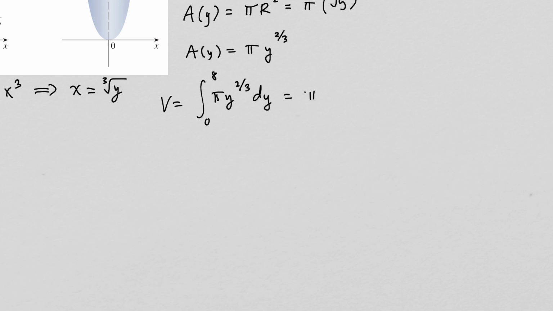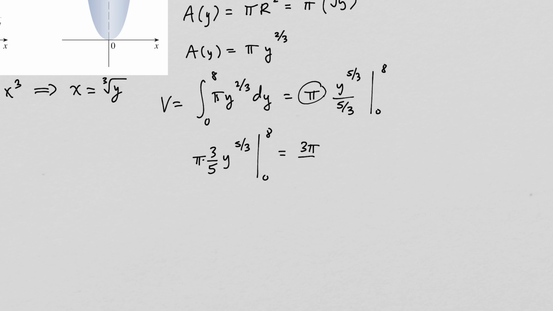Let's do the math here. We have pi, and the antiderivative will be y to the 5/3 divided by 5/3. Let's go ahead and invert and multiply. So we have 3/5 y to the 5/3, and let's not forget our pi here. And then we're going to evaluate this from 0 to 8. So I'm going to say this is 3 pi over 5 multiplied by 8 to the 5/3 minus 0 to the 5/3.